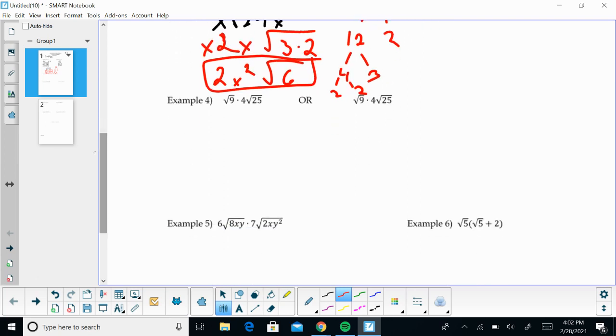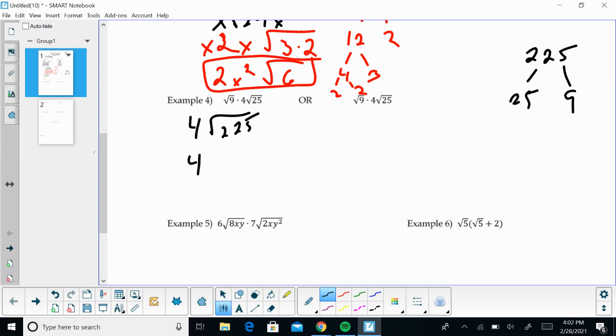All right, let's take a look at example 4. Example 4, I've got 9 times 4 times the square root of 25. So I'm going to end up with what on the outside of my radical? Well, a 4, because I've got 4 times 1. And then on the inside, I have the square root of 225. Now, the square root of 225, I'm going to have 25 and 9. And the square root of 25 is 5. The square root of 9 is 3, so that would be 15.